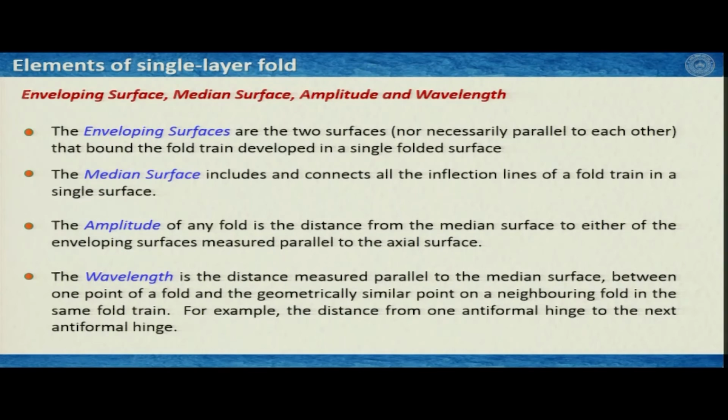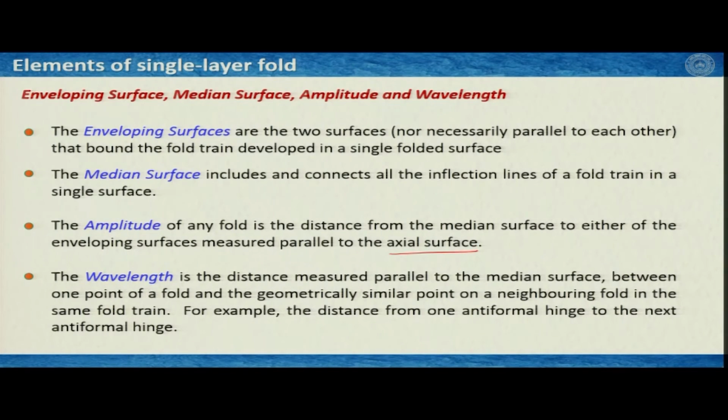The enveloping surfaces are the two surfaces, not necessarily parallel to each other, that bound the fold train developed in a single folded surface. We will see the illustration in the next slide. The median surface includes and connects all the inflection lines of a folded train in a single surface. The amplitude of any fold is the distance from the median surface to either of the enveloping surfaces, measured parallel to the axial surface. We will learn axial surface in one of the next slides soon.